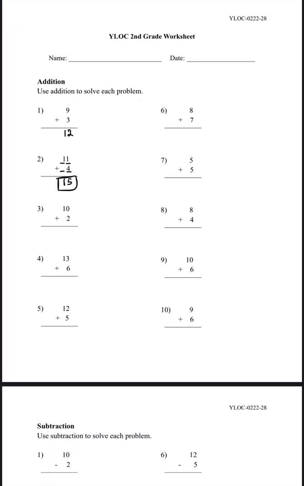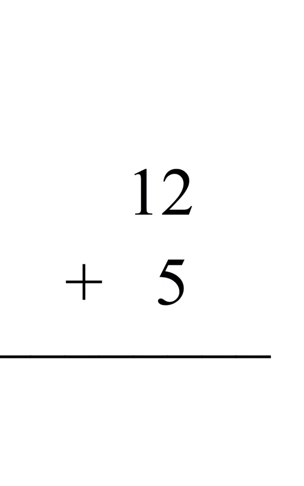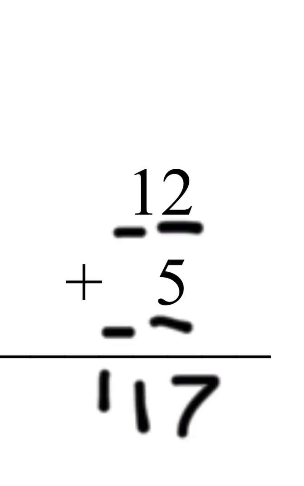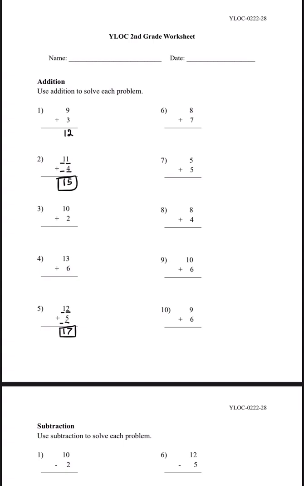Let's look at number 5. You again have to add the numbers that are on the ones place. So 2 plus 5 is 7, and 1 plus 0 is 1. So we have 17 for the answer. Let's look at number 8.